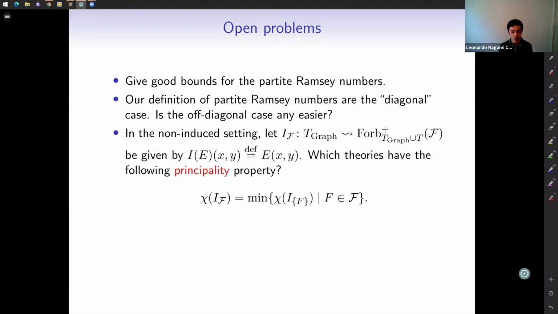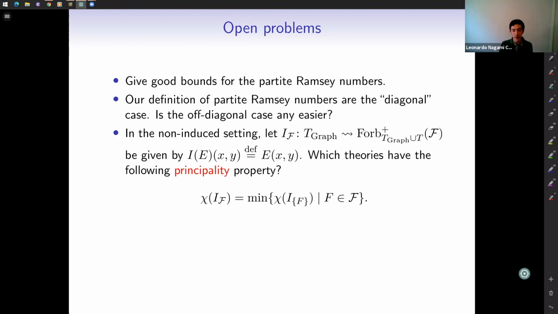So here's what this property is. If you are in the non-induced setting, so you have graphs with extra structure, and you forbid some non-induced subgraphs with extra structure. Then you can ask yourself, well, if I compute the chromatic number of this family, is it true that it is equal to the minimum of the chromatic numbers of each of the guys in my family? This is called the principality property.